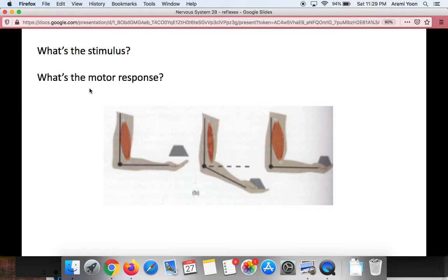So you should realize the stimulus is the weight. When the weight drops into the hand, that's going to pull the muscle, and so that stretch in the muscle is the stimulus. And then what's the motor response? The muscle is going to contract, and that's going to bring the hand back up.